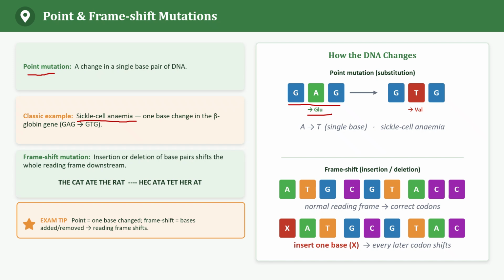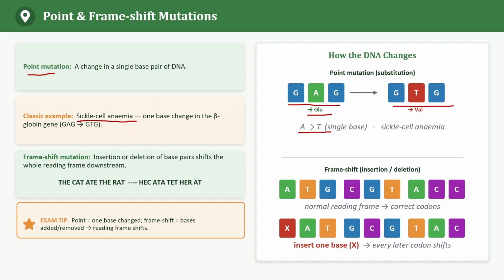So due to the mutation, what happens? One base changes. You can see here, A is changed into T. So due to mutation, one base changes. You can see here GTG, right? So now the amino acid becomes valine. First it was glutamic acid. Now it becomes valine.